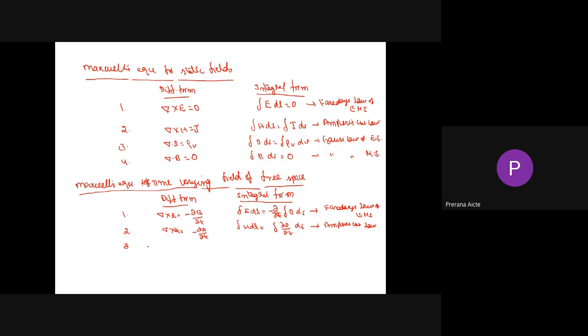And third equation, del dot D is equal to 0, that is integral of D into dS is equal to 0. This is Gauss law of electrostatics. And fourth one, del dot B is equal to 0. It is integral of B into dS is equal to 0. This is Gauss law of magnetostatics.